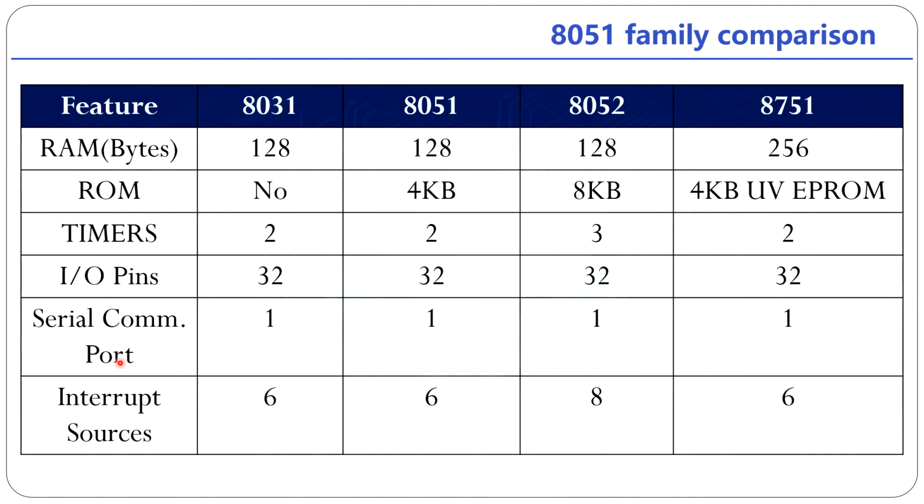Serial communication port: all of 8031, 8051, 8751 and 8052 have serial communication port 1. Interrupts: there are 6 interrupts in three microcontrollers, 8031, 8051, 8751. Only 8052 is different, with 8 interrupt sources.